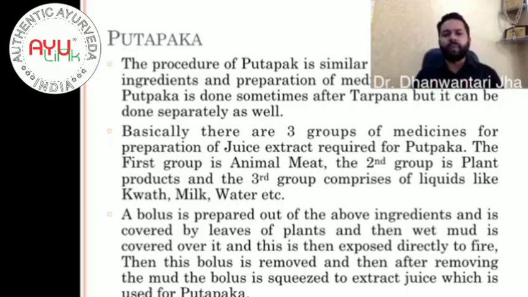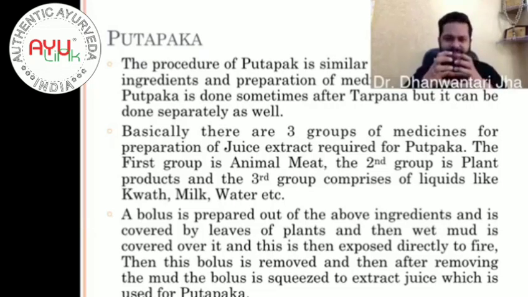Now, the procedure of Puttapak is very similar to the Tarpana treatment, but the only difference is the ingredients and the time limit as well for how long the medicine should be kept. In that also, the same frame against the eyes is made. And basically, there are three groups of medicines for preparing a Puttapaka. There is a juice extracted for Puttapaka, which is used to pour over the eyes in the frame of the eyes. The first group is animal meat, the second group is plant products, and the third group is liquids like quath or milk or water.